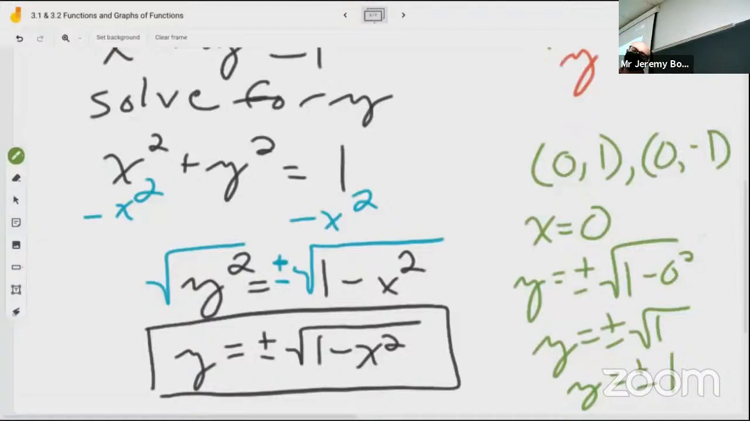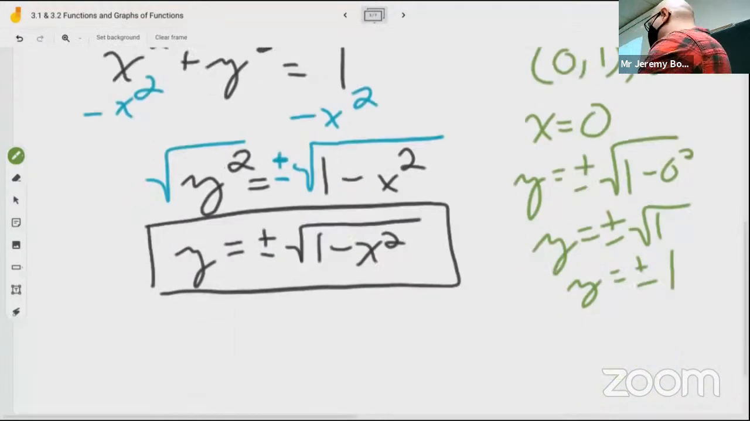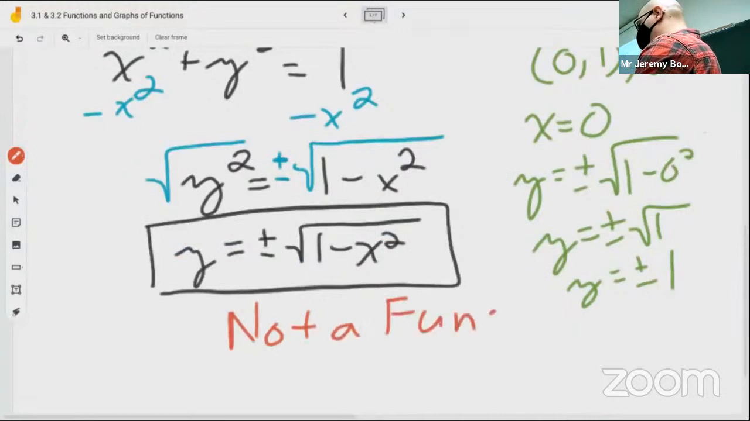When you solve for y, if you get something that's going to give you 2 different values for the x's you plug in, it doesn't have to be every x, which we'll look at in a second. But if there's some values of x you plug in that give you multiple values for y, it's not a function. And this right here is not a function. Any questions on that?